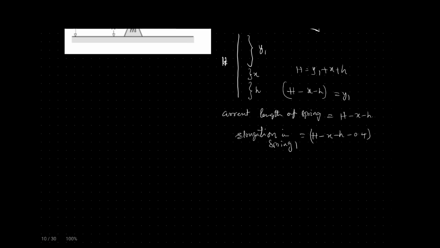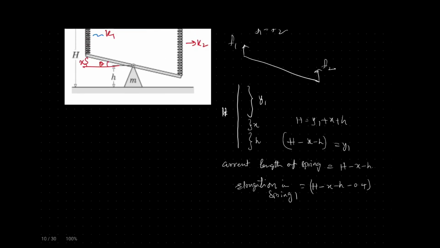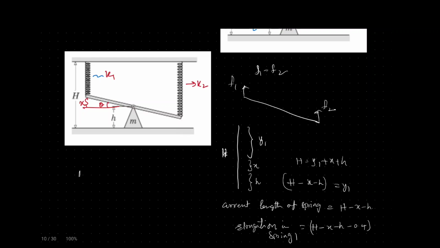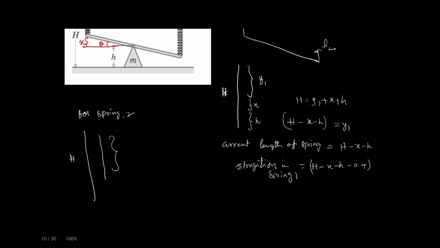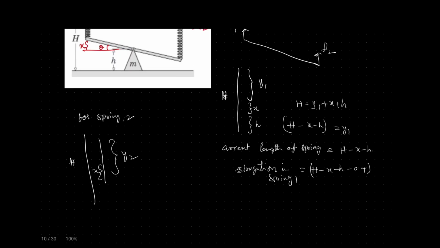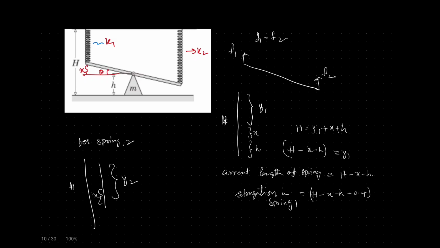Okay, let's see for spring 2. The total height is h, and if we take this as y2, and this length is x, we don't know from where to where it is. We just wanted to get somewhere. I'll show here. Let's take this as x, and the total is h.